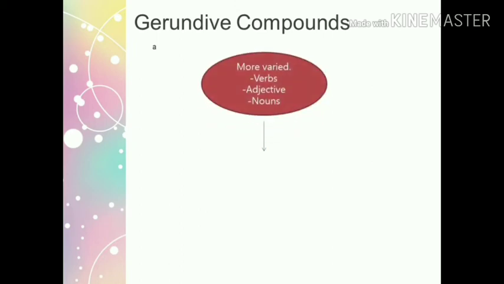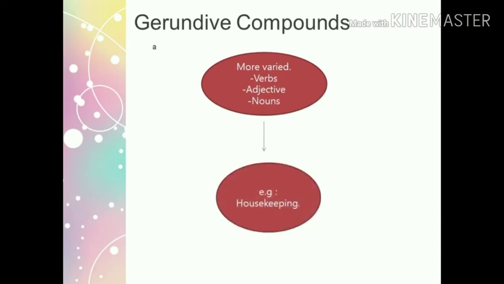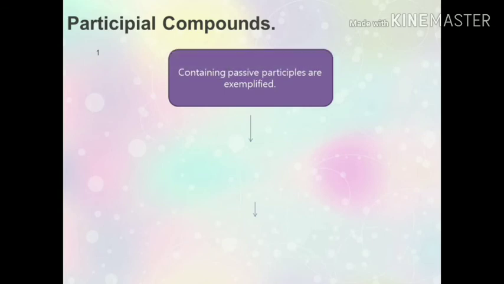And then gerundic compounds. Gerundic compounds are the same as gerunds, but gerundic compounds are more varied, such as verbs, adjectives, and nouns. For example, housekeeping. And then participial compounds. Participial compounds are where the passive participle is explained. For example, handpick.